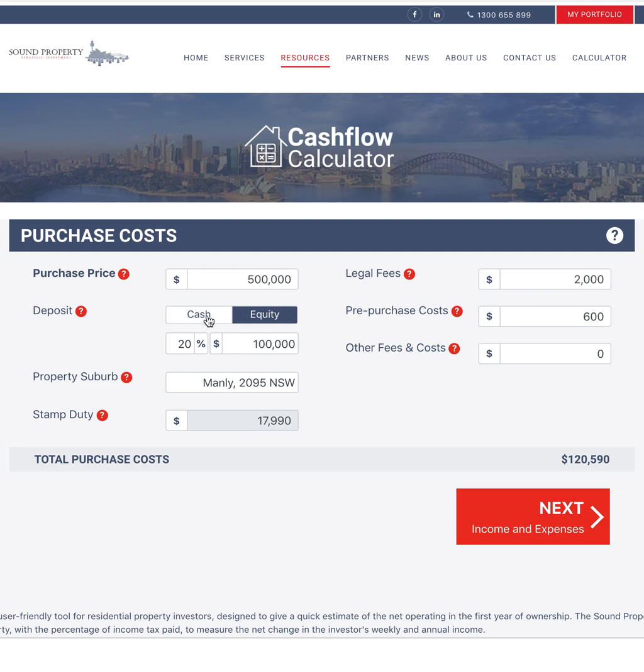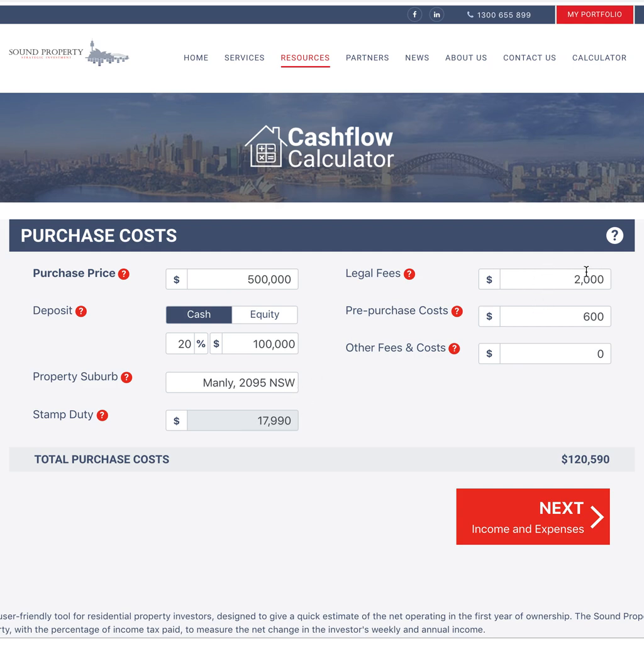We then need to select our deposit and whether that's coming from equity in another property or we're using cash. We can choose the deposit amount as a percentage or as a dollar figure. We then need to enter in the suburb that we are looking to purchase. It will then generate the stamp duty based on the purchase price and the state that you are purchasing in.